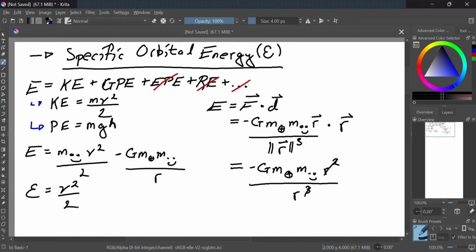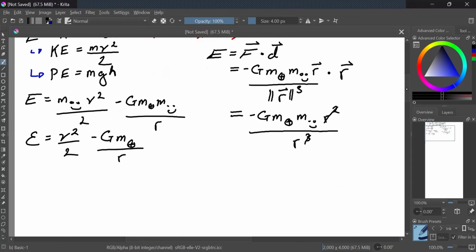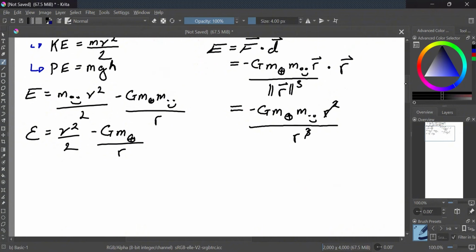v squared by 2 minus g mass of the Earth by r. And this is, once again, not quite the whole story, because, if you remember from the first episode, not only is the satellite falling towards the Earth, but the Earth is falling towards the satellite. They are falling towards their center of gravity.